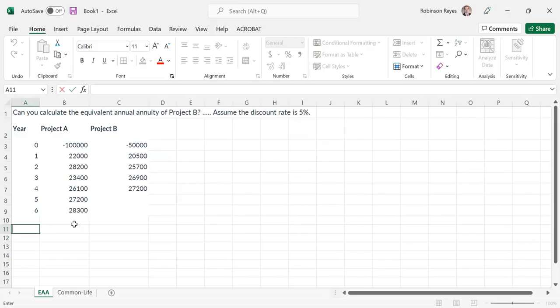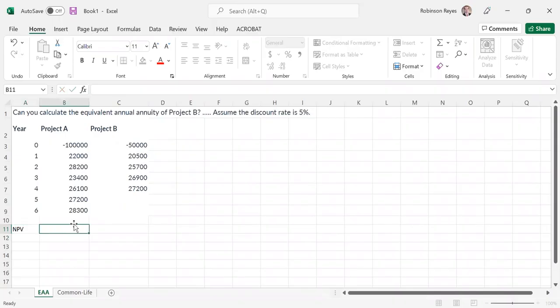So the way to deal with this situation is, well, we want to, in one way or the other, make the two projects comparable before we can use the NPV or before we can use one of these tools. The equivalent annual annuity is one approach to deal with this situation, and it looks like this.